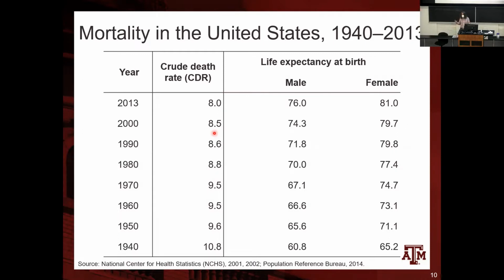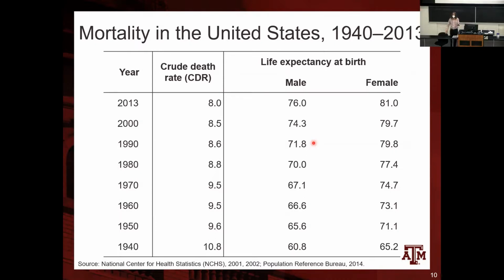In this case, we just get the number of people that died in a specific year in the US, divided by the number of people in that specific year and multiplied by 1,000. So the crude death rate is just showing that, for example, in 2013, out of 1,000 people that were in the US in that year, 8 people died throughout that year. And exactly because of these declines in crude death rates, we have an improvement in life expectancy at birth.